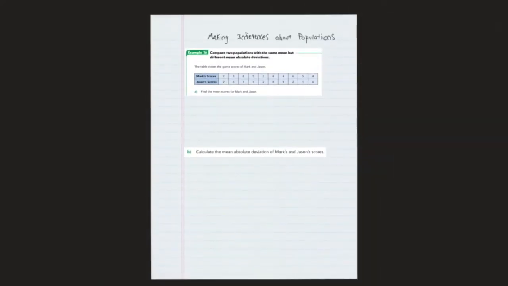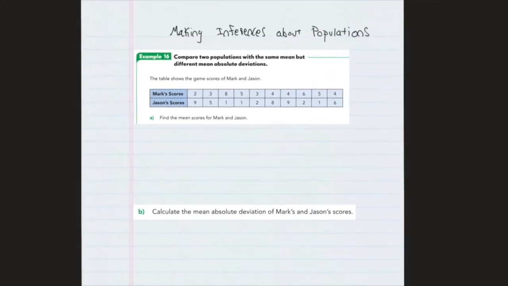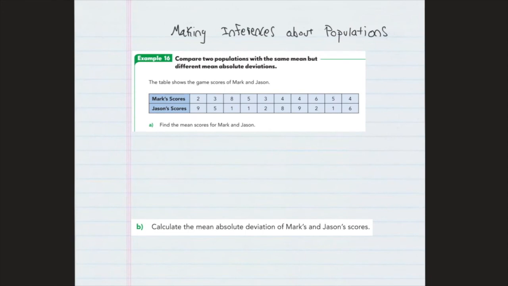This last example here is a bit of a long one as far as calculating goes. So you're probably going to see me pause the video and write a bunch of stuff down and then talk about it, just because there's a lot of calculations going on, and I'm not going to keep the screen recording going as I just write a bunch of numbers. So here we have a table that shows the game scores for Mark and Jason. And we're asked to find the mean scores for both Mark and Jason. So what I would do is kind of separate them. Mark on one side and then Jason on the other.